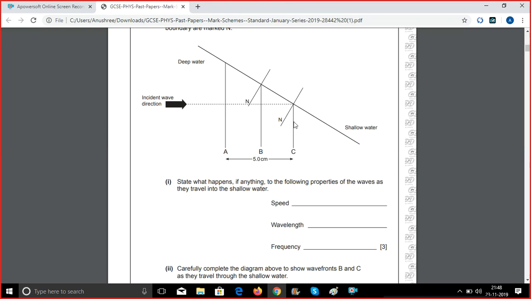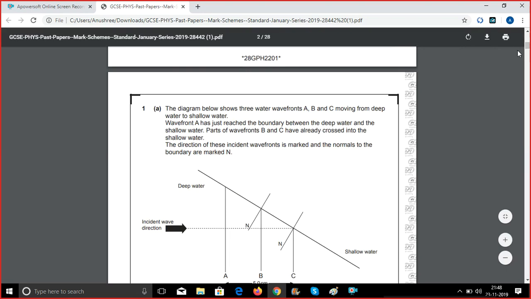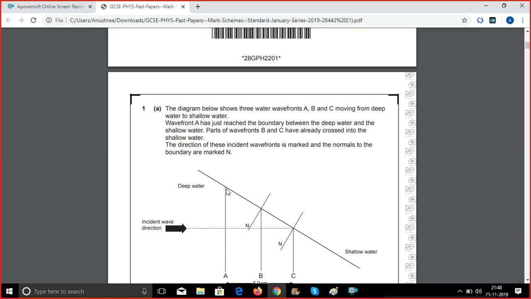Here you have to complete the diagram in two different ways. If you read the question completely, it says the diagram below shows the three water wavefronts A, B, C. This is water wavefront A, B, and C, moving from deep water to shallow water. Wavefront A has just reached the boundary between the deep water and shallow water. Parts of B and C have already crossed into shallow water. The direction of these incident wavefronts is marked and the normals to the boundary are marked N. So this N and M are marked, this is a normal.